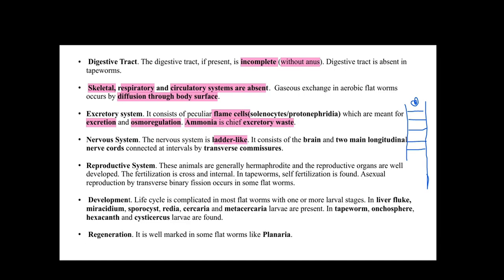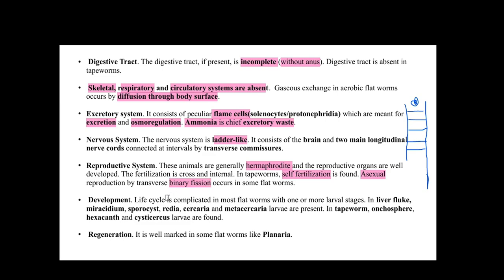Reproductive system. They are generally hermaphrodite, meaning they are bisexual. They have both male and female organs on the same body. Self-fertilization, it means the fertilization takes place within the proglottid. Asexual reproduction occurs by binary fission in some flatworms.